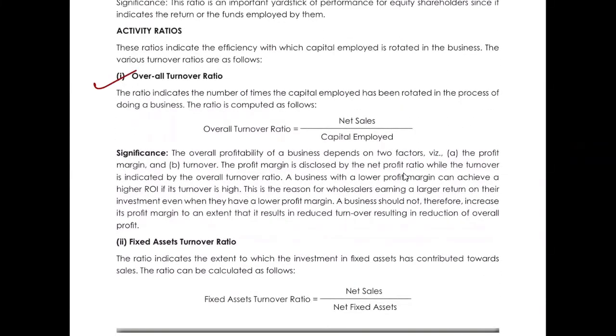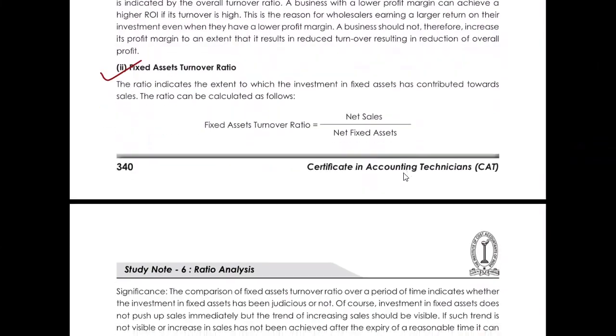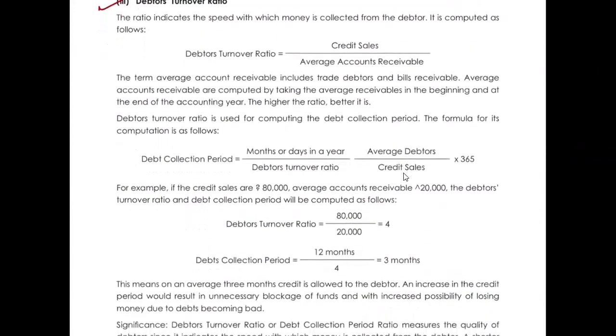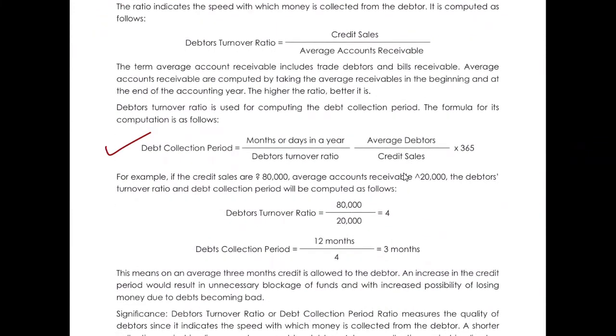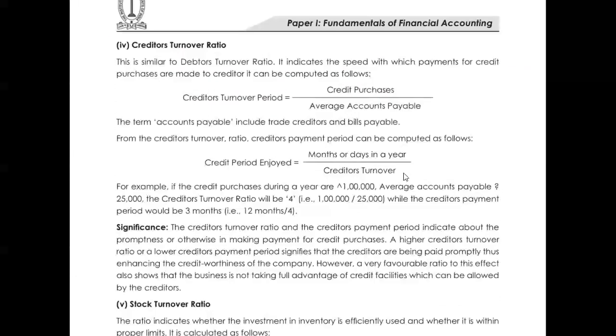Then we have your activity ratio, that is the overall turnover ratio, that is net sales divided by your capital employed. Then we have the fixed asset turnover ratio, that is net sales divided by your fixed assets. Then you have the debtor turnover ratio, we have credit sales divided by average accounts receivable. Debt collection period we have already covered. We have the number of months or days divided by the debtor turnover ratio. In the same way, we have covered the creditor turnover ratio, that is your credit purchase divided by your average accounts payable, and we have credit period enjoyed, that is your period divided by the creditor turnover ratio.